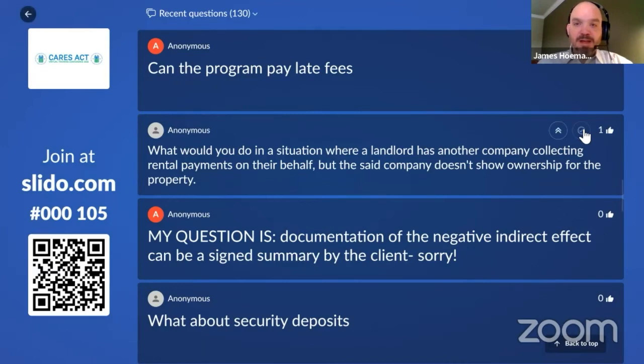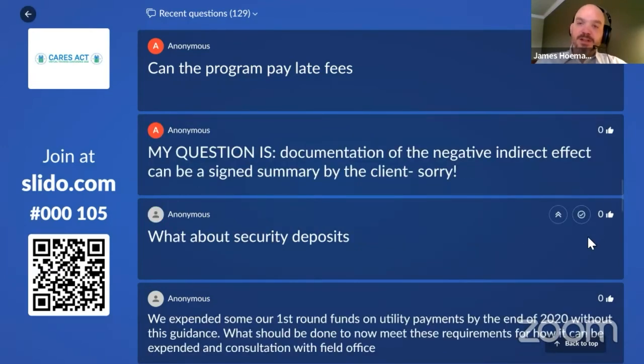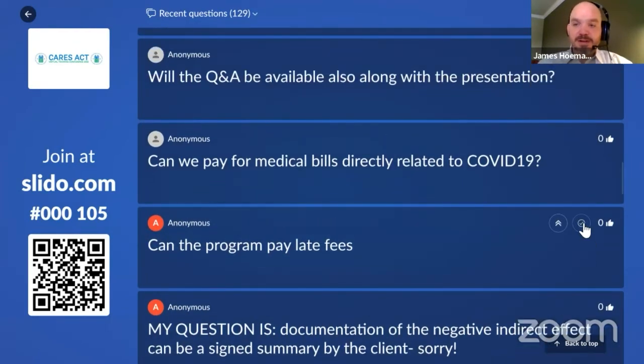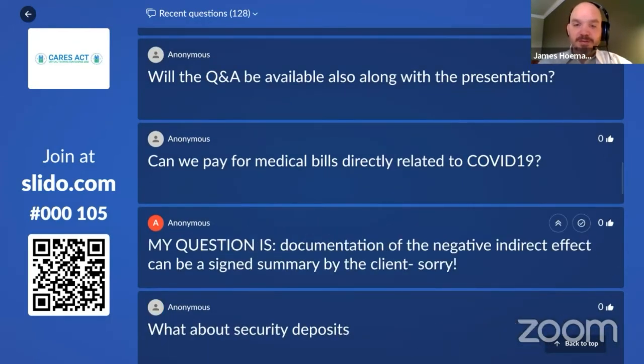Can the program pay late fees? Unfortunately, that is not something that we do. We have encouraged grantees to seek waiving of late fees. Most places will do that, particularly during the pandemic. So late fees are not a cost that we cover.